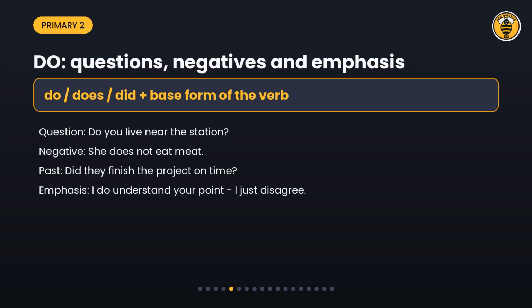Do also has a third use: emphasis. I do understand your point. I just disagree. That do is not grammatically necessary. It is there purely for strength of feeling.